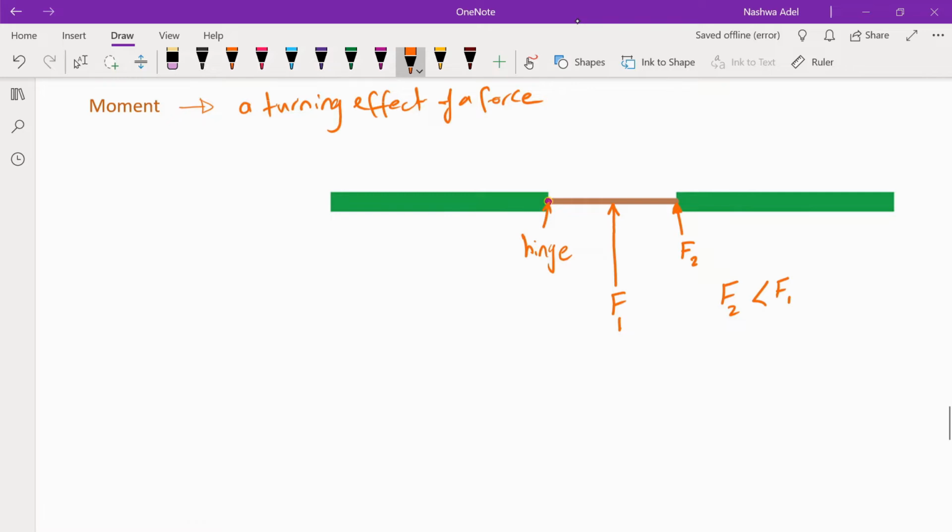So once again, how can we calculate moment? Moment equals force times perpendicular distance. The unit of moment is Newton meter. So if we want to open this door easily, we have to apply the greatest force at the farthest point from the hinge.